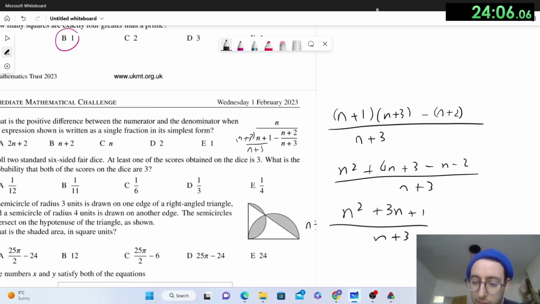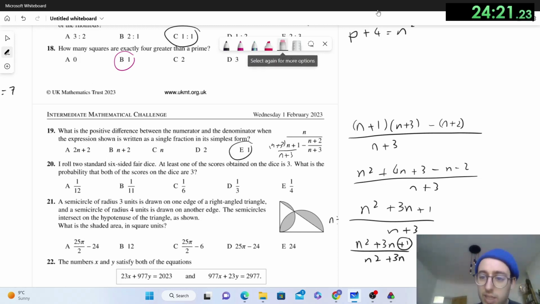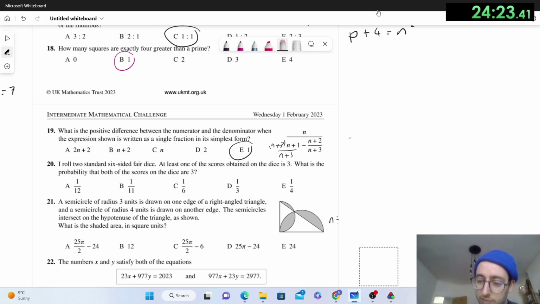So we flip it and times it. So that's n squared plus 3n plus 1 over n squared plus 3n. And it's asking what is the difference between the numerator and the denominator. The difference is just this one. That's pretty neat, I think. That's just an algebra question. Okay, not super interesting, but cool.